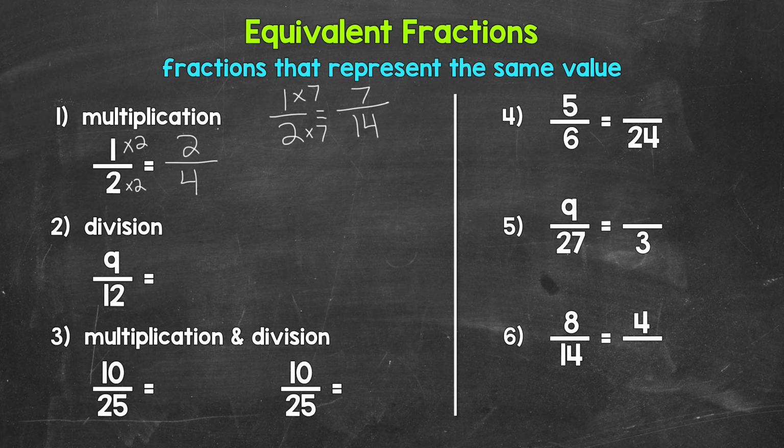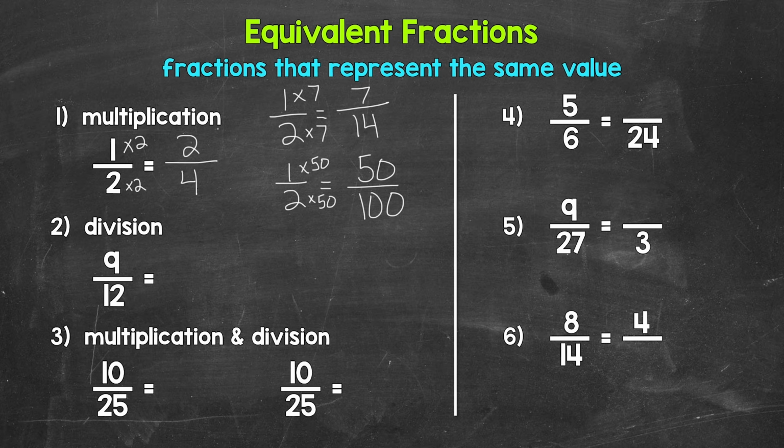How about multiplying by 50? So 1/2, and we multiply the numerator by 50 and the denominator by 50. 1 times 50 is 50. 2 times 50 is 100. So we get 50 hundredths. 1/2 and 50 hundredths are equivalent fractions. Now we can actually find an infinite amount of equivalent fractions when multiplying. As long as we multiply both the numerator and denominator by the same number, we end up with an equivalent fraction. Let's move on to number 2, where we have division.